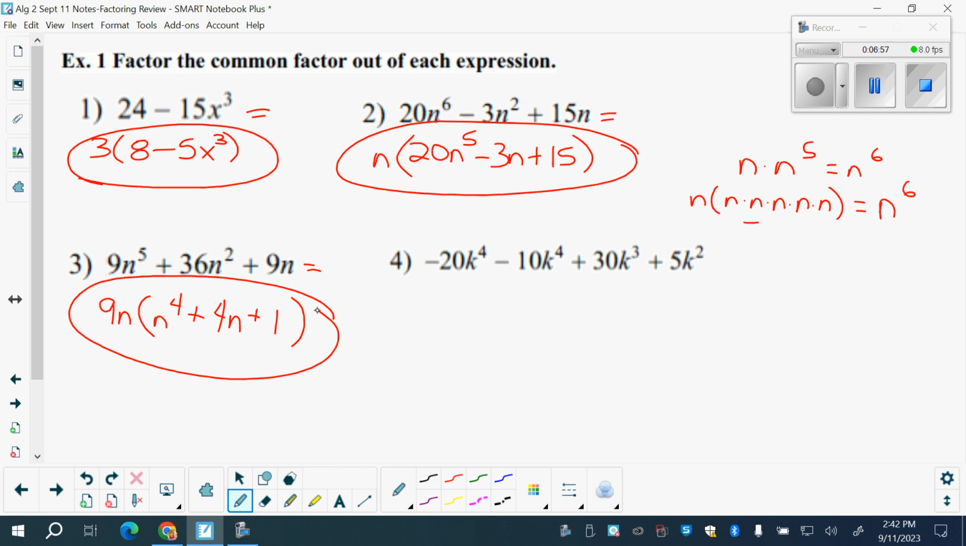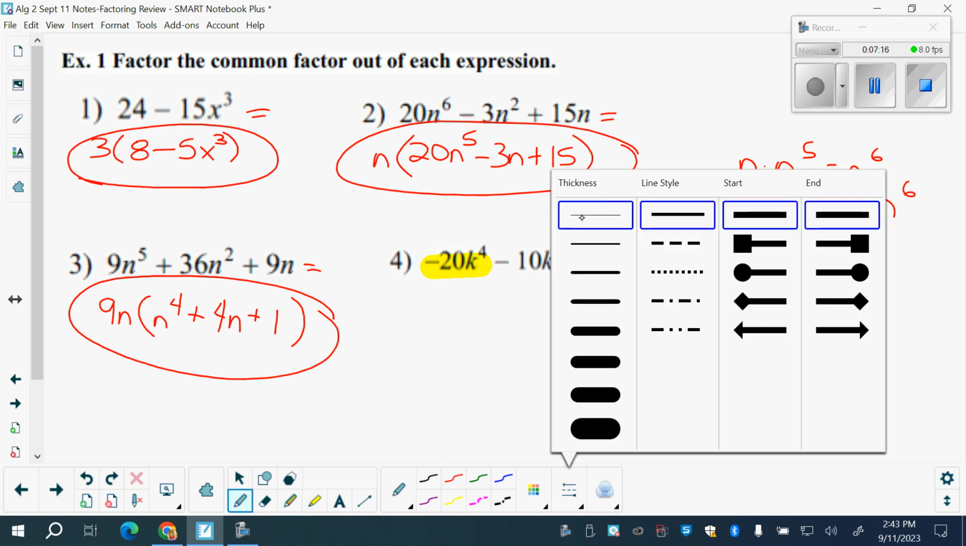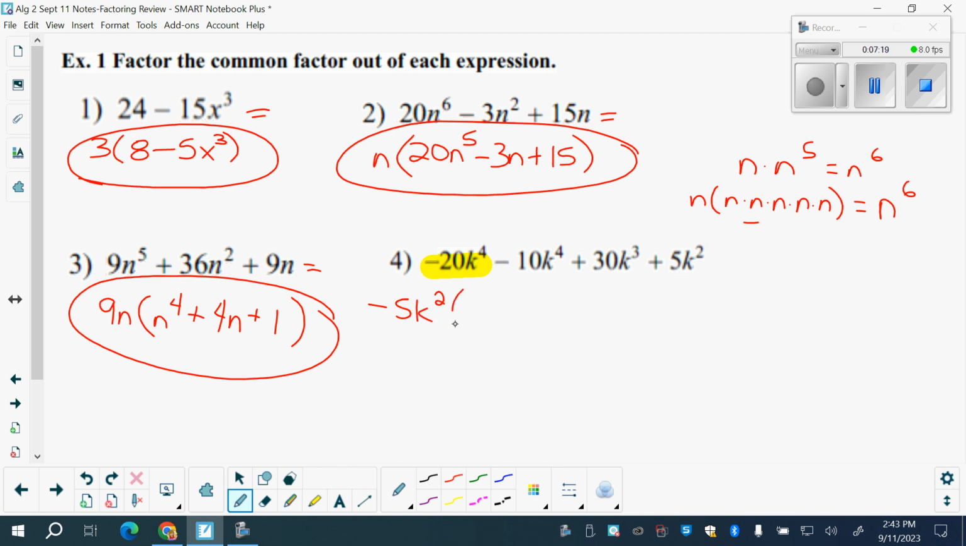2 of them. Okay, so we like this first term here, this one. When we factor it out, we like it to become positive. So in order to make that positive, when we go to factor out, we want to take out a negative 5k squared. So negative 5k squared. And then what would we multiply that by to get negative 20k to the 4th? 4k. How many k's?